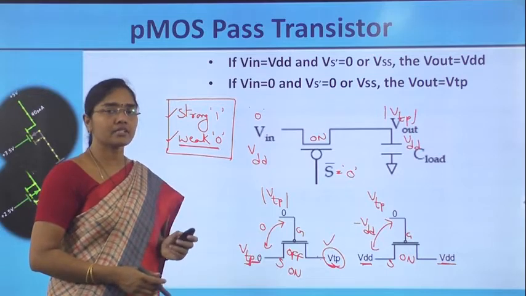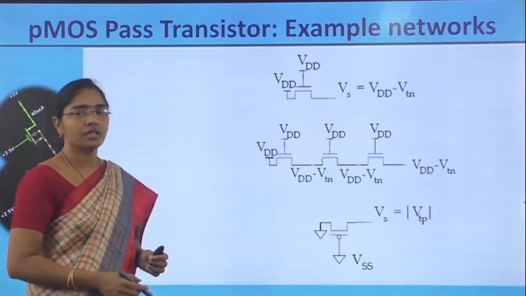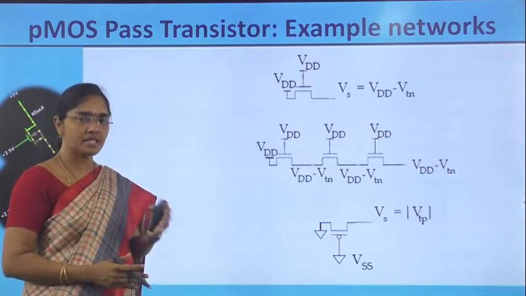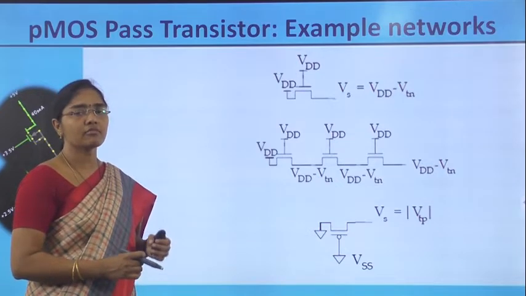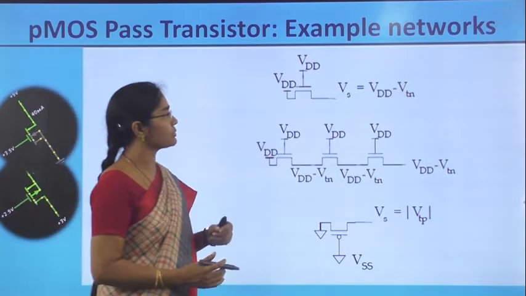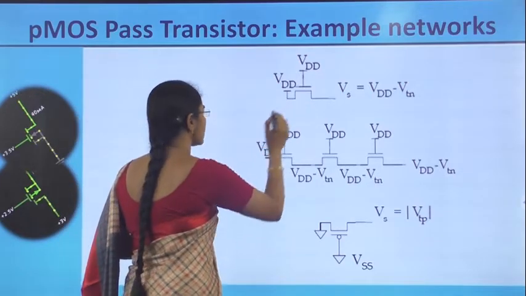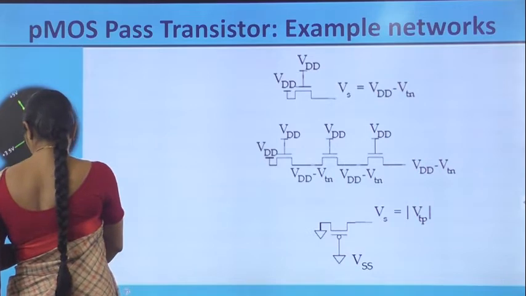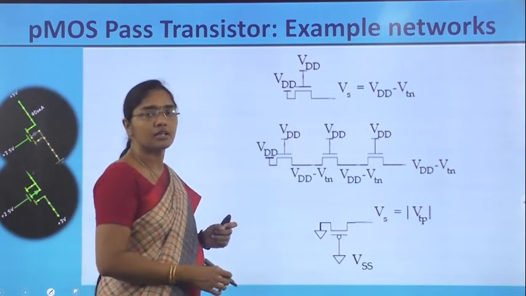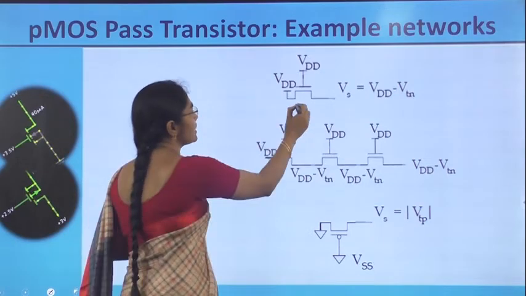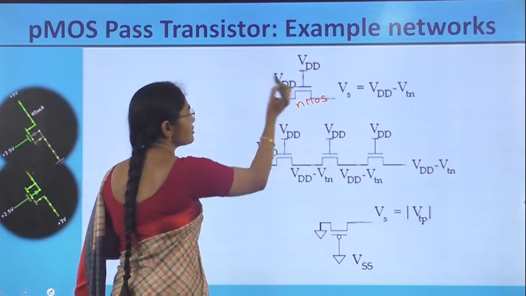So these are the characteristics of NMOS and PMOS transistors. Now let us check some examples of pass transistor networks which are passing values from the input to the output. See the first example, it is an NMOS pass transistor with the source terminal connected to the VDD.